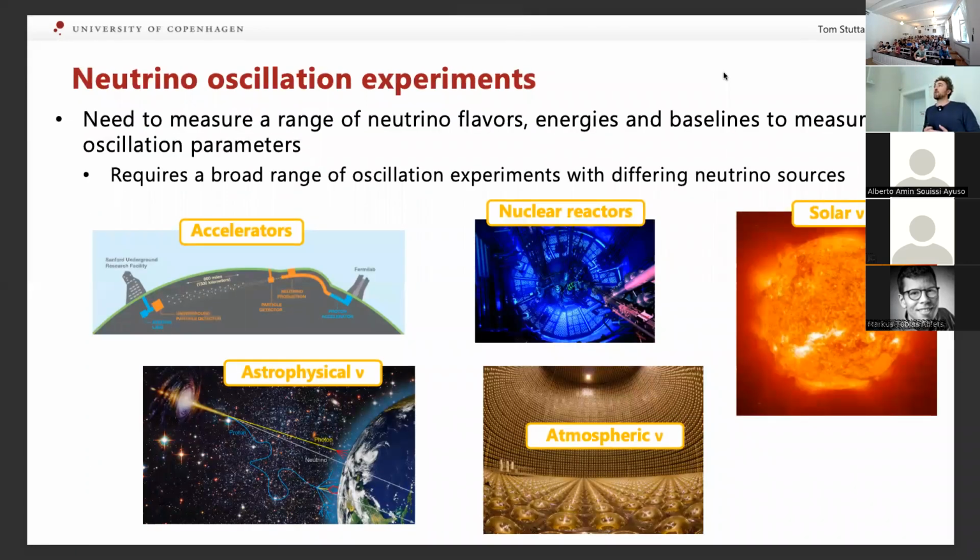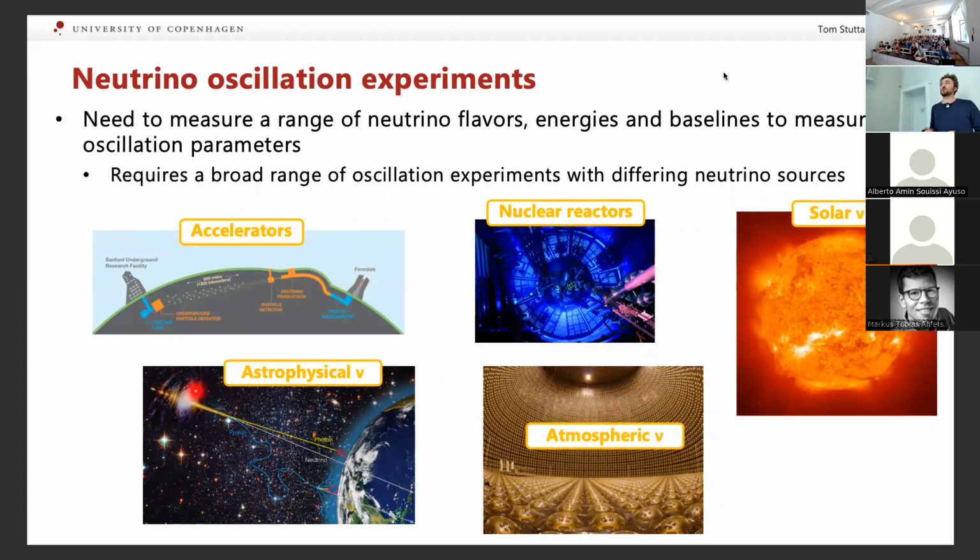There are a number of ways to measure neutrino oscillations and to measure all the 6 parameters I showed you already, let alone more complicated BSM scenarios. We can't just use a single type of experiment. We need to see lots of different types of neutrinos over different energies, baselines, in different situations. There's a whole range of them here.